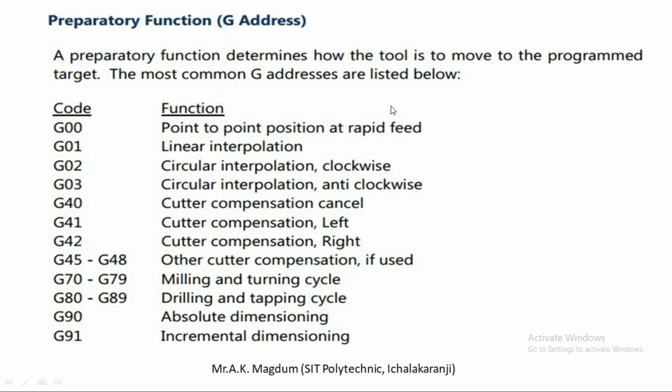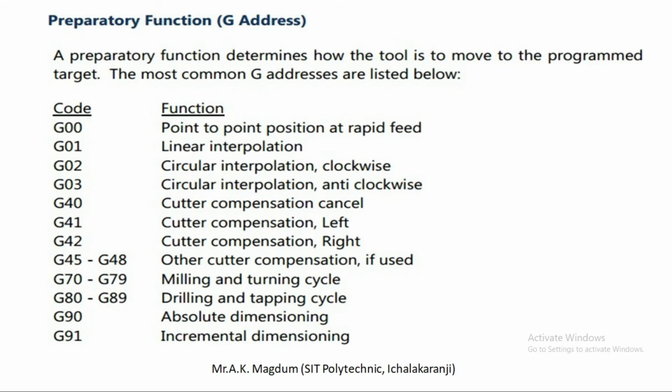Next, the preparatory function. That is nothing but the G addresses. A preparatory function determines how the tool moves to the programmed target, meaning it is related to tool movement. Preparatory functions have different meanings, like G00. What is the function of G00? Point to point positioning at a rapid feed. Next, G01. What is the meaning of G01? Linear interpolation. G02, circular interpolation clockwise. G03, circular interpolation anti-clockwise. G40, cutter compensation cancel.